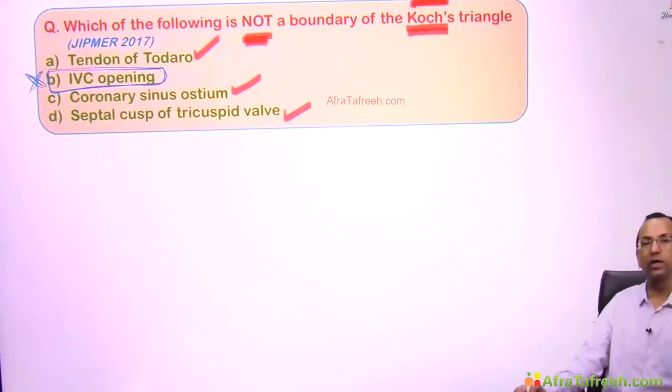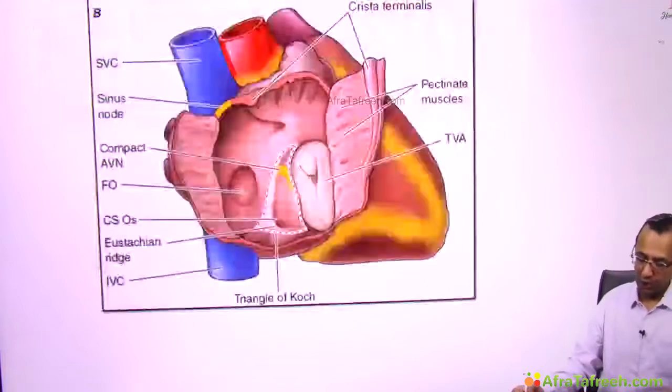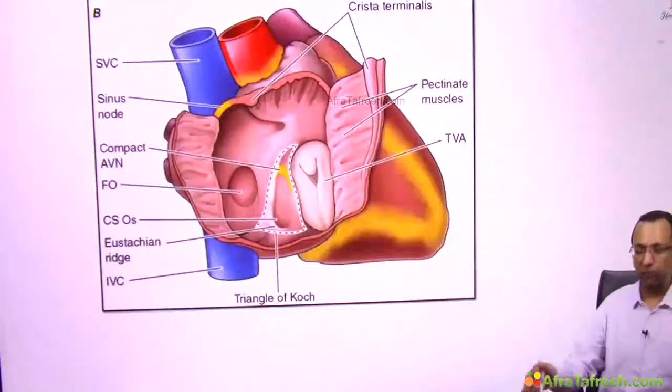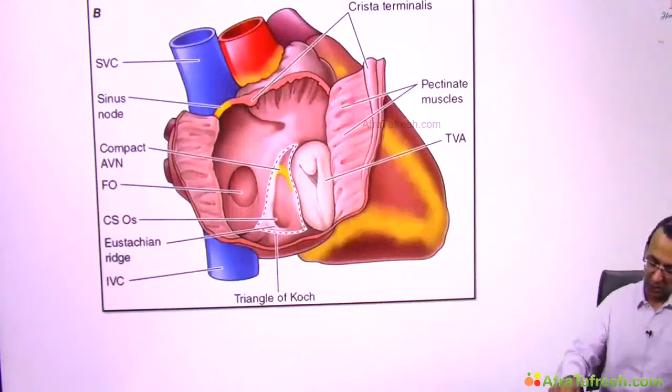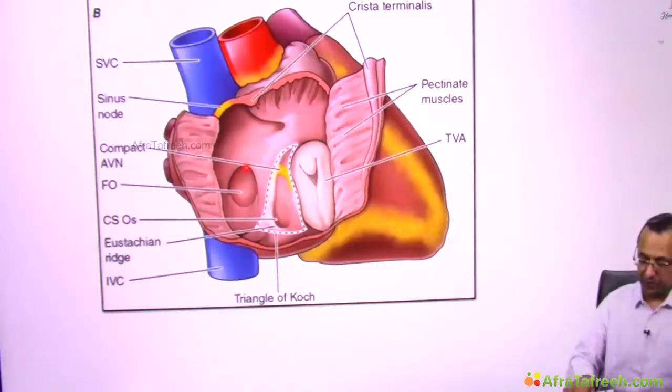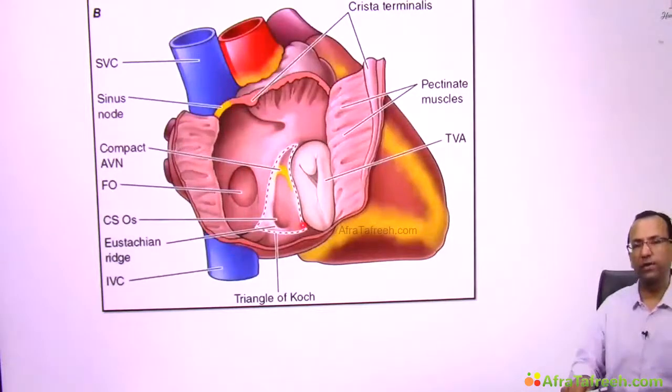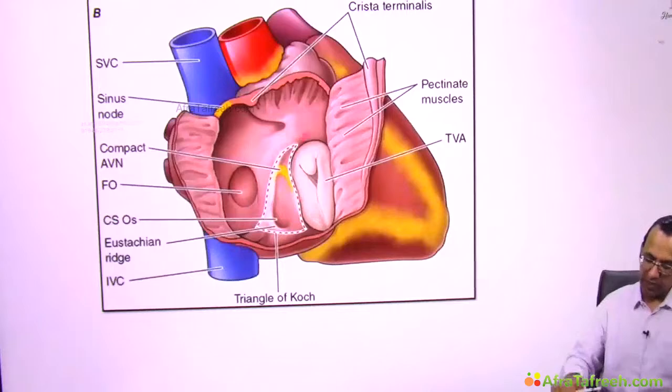Let us talk about the other three then. You will find that we have opened the right atrium once again, and this is the rough trabeculated portion of the right atrium, that is the smooth posterior wall of the right atrium showing the fossa ovalis there. This is what we call the Cox triangle. And what are the boundaries? You see here is the tendon of Todaro, and this is the opening of the coronary sinus at the base, and this is the septal cusp of the tricuspid valve.